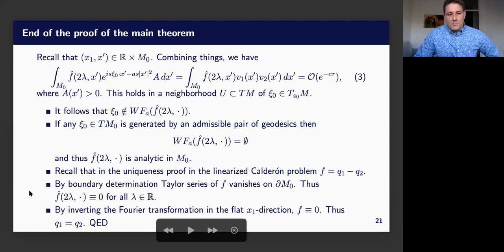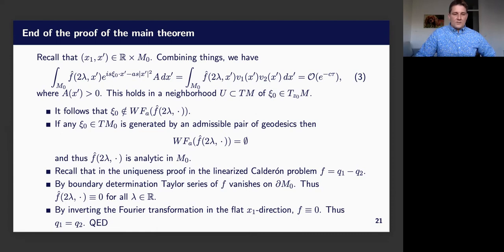And then the final step. We make the Fourier transformation in this first variable, which was the Euclidean direction. So we make the inverse Fourier transformation in the x1 direction. This shows that f is identically 0, which is equivalent to Q1 being Q2. So this solves the linearized Calderón problem under the assumptions we had.